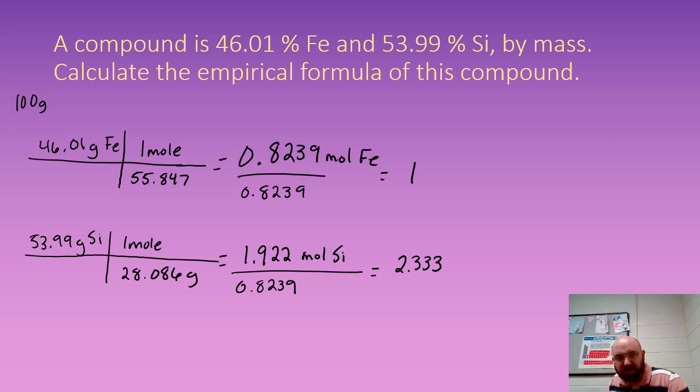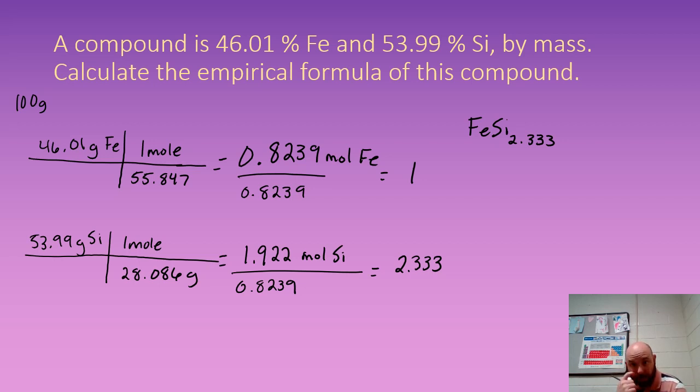And what I'll notice is I can't write a formula that looks like this, FeSi2.333. I'm going to have to find something to multiply all of these by such that I get whole numbers, and I'm trying to keep it low. I'm trying to keep it reduced. I could try 2, and I would get a 2 for the iron, but I would only get a 4.66666666 for the silicon, so 2 will not work.